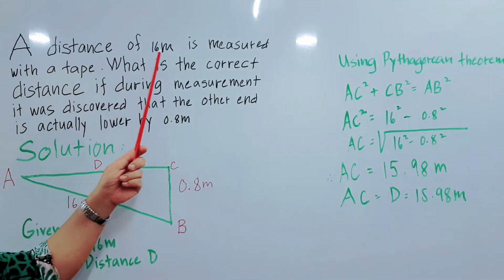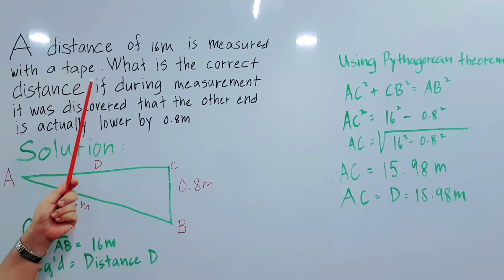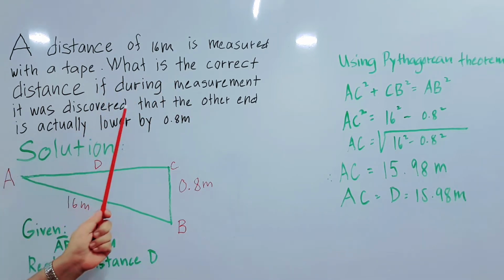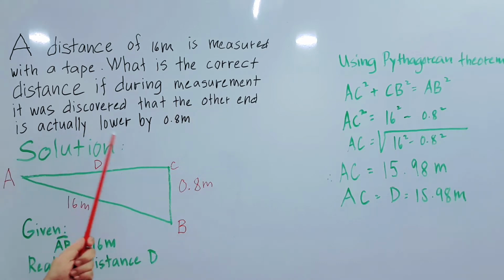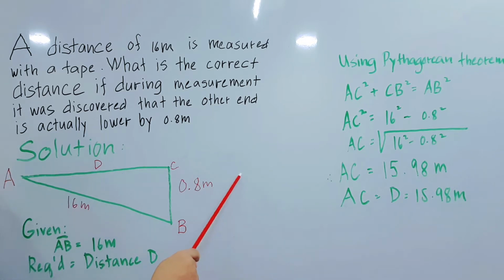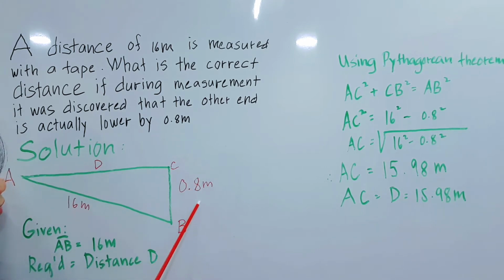A distance of 16 meters is measured with a tape. What is the correct distance if during measurement it was discovered that the other end is actually lower by 0.8 meter? So, ang ibig sabihin niyan na nung original na nag-measure sila, 16 meter, ngayon, na-find out nila na ang other end is 0.8 meter baba. So, ibig sabihin, from the original, bumaba siya ng 0.8 meter.